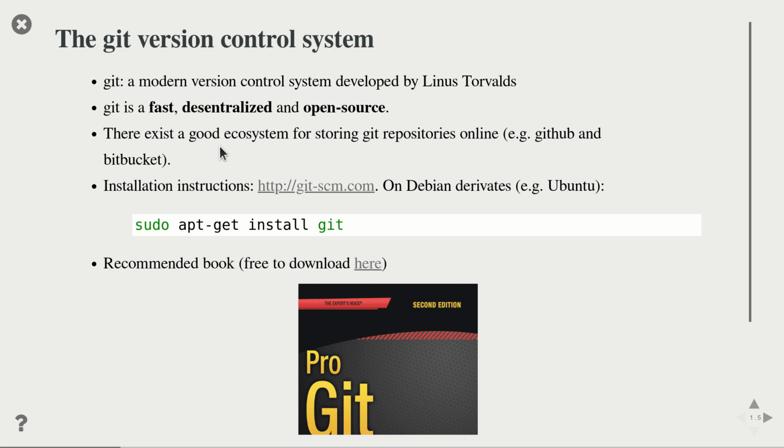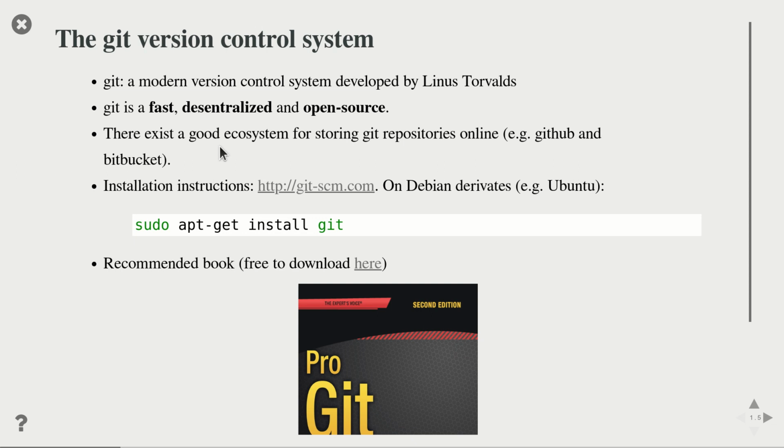I guess part of the reason why it's so popular is because it's very fast. It's decentralized, so you don't necessarily need to have a central server that stores it. It can be completely just local machines, and it's open source. There's a very good ecosystem for storing Git repositories online. So GitHub I already mentioned. I often also use Bitbucket, which is just another web page.